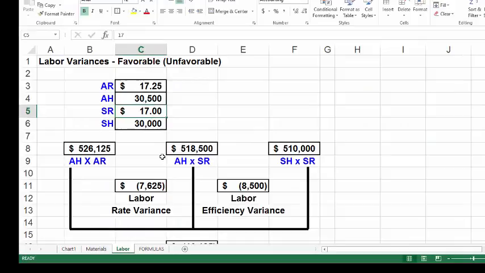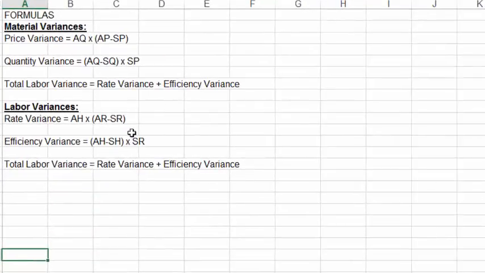Now, if this is too difficult for you to try to remember this matrix, it's just too confusing, you can also use from the reading. You can actually plug it in and use these three formulas to figure out the variances for material variance and labor variance.